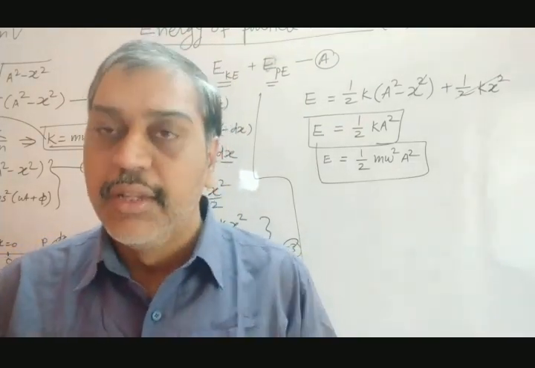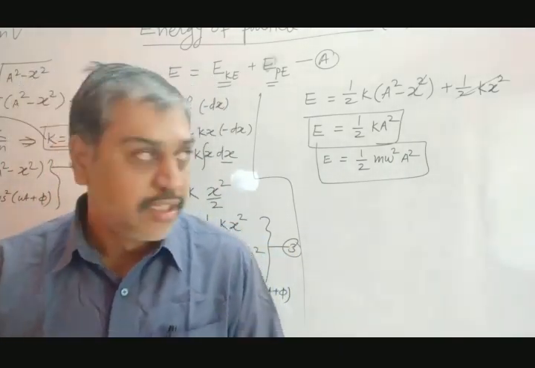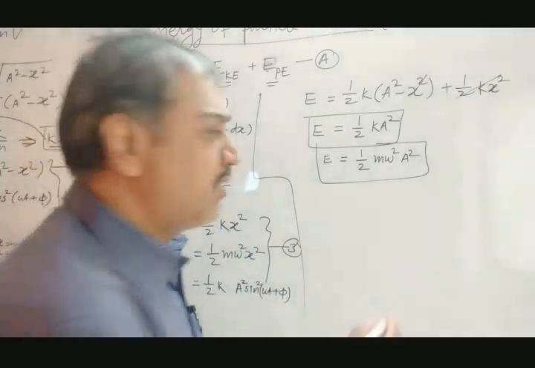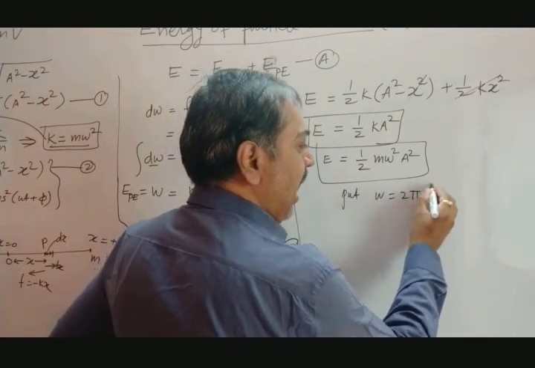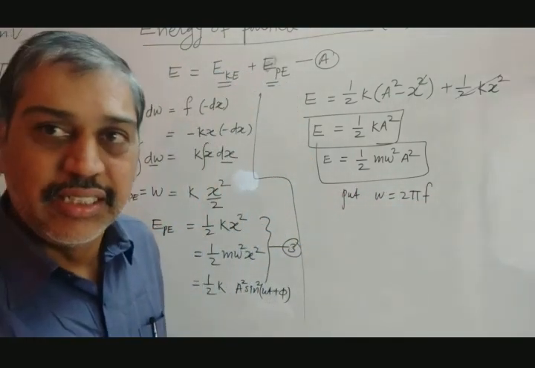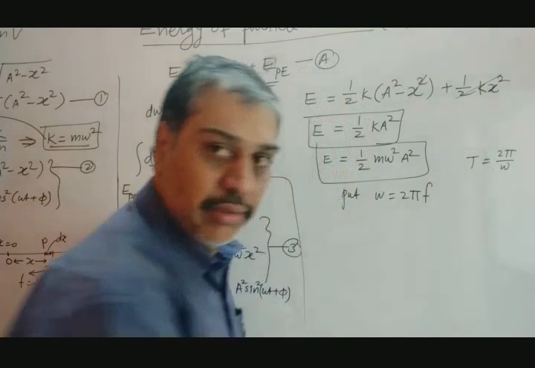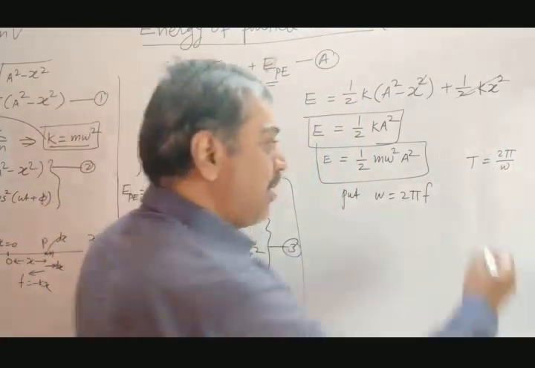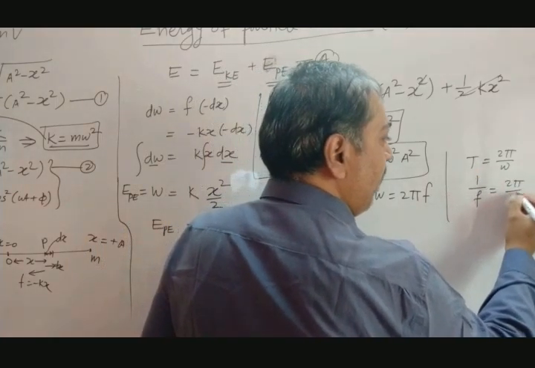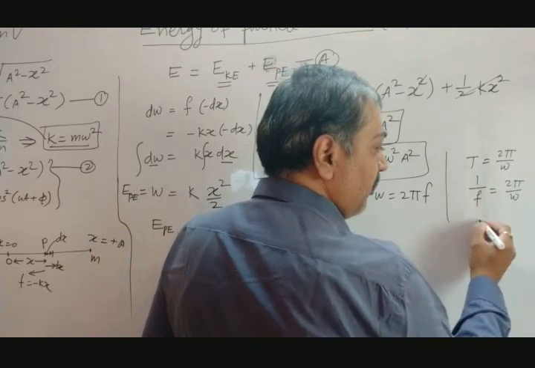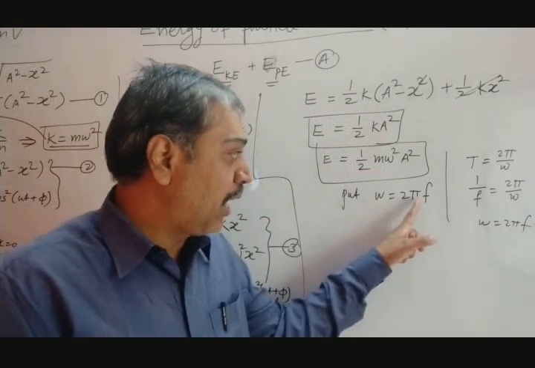Now let's go further. This total energy you can write in terms of different parameters, different functions. Suppose here it is omega square. If I put omega equal to 2 pi f, there is one formula for this. As we know, T equal to 2 pi by omega. What is T? T is time. Time is the reciprocal of frequency. You can write 1 by f equal to 2 pi by omega. So omega goes here, frequency goes here. Omega equal to 2 pi f. By that formula, we can put omega equal to 2 pi f here.